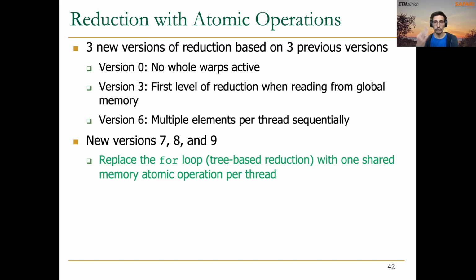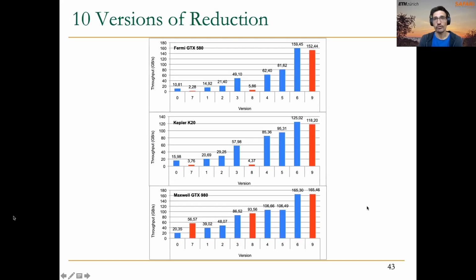And we are doing this for 3 of the versions, version 0, 3, and 7. And this way we generate 3 new versions that are 7, 8, and 9. If we observe the performance of the new versions, the red bars, you can see that for Fermi or Kepler, the new versions are not really very efficient, and that makes sense because we are replacing something relatively efficient, like the tree-based approach, with a single atomic operation per thread, and we cannot expect very good performance of these atomic operations, especially in Fermi and Kepler architecture.